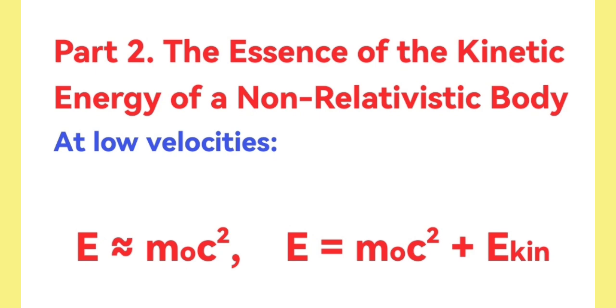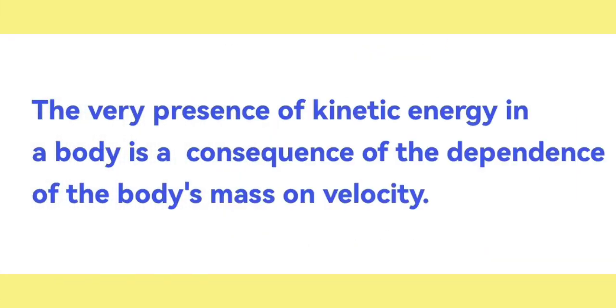Note that classical kinetic energy, as a small correction to the relativistic energy of a body, is obtained by expanding the relativistic energy in a Taylor series in terms of a small ratio of the body's velocity to the speed of light, and restricting ourselves to the first two terms of this expansion. The first term of the expansion is the rest energy, and the second is the ordinary kinetic energy of the body. Thus, the very presence of kinetic energy in a body is a relativistic effect, namely, a consequence of the dependence of the body's mass on velocity.